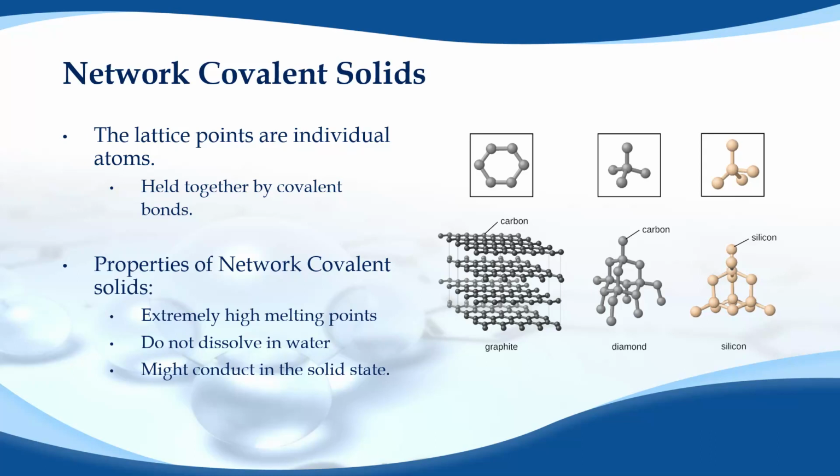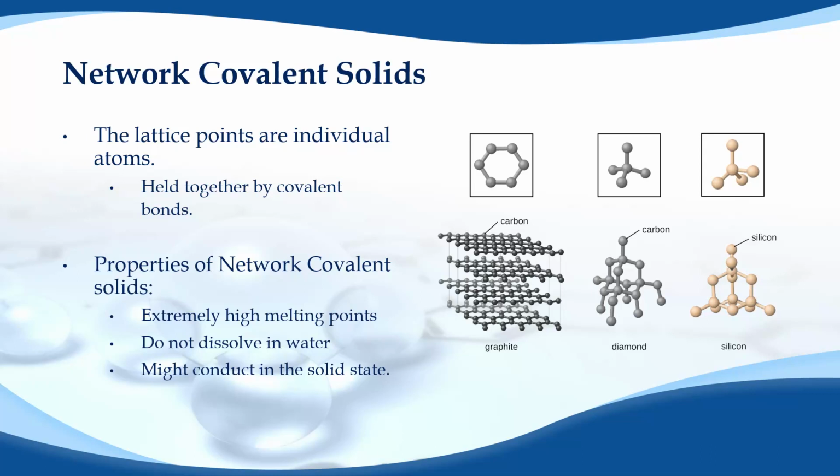We're talking on the order of 2,500 to 3,000 C if they melt at all. Some of them are actually just likely to go directly from solid to gas and not even become a liquid. Network covalent solids do not at all dissolve in water.